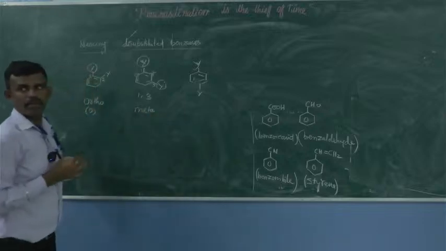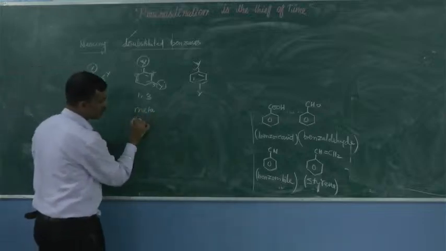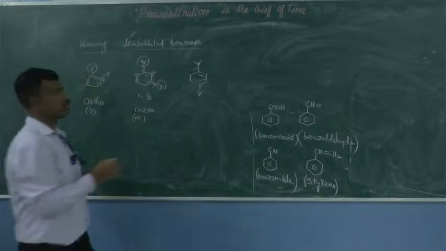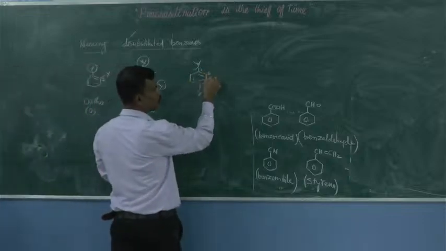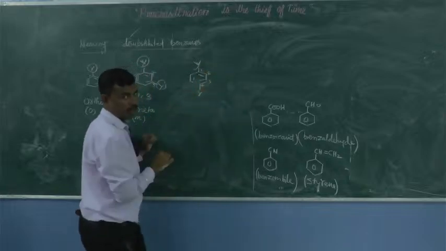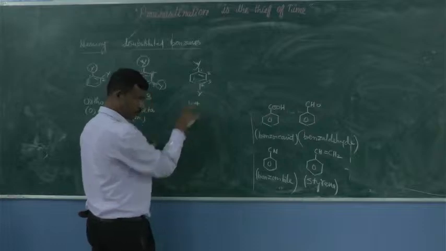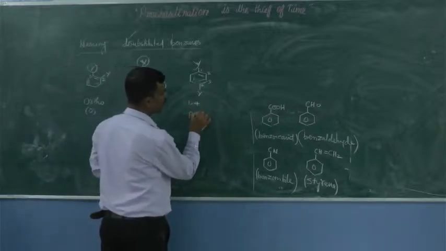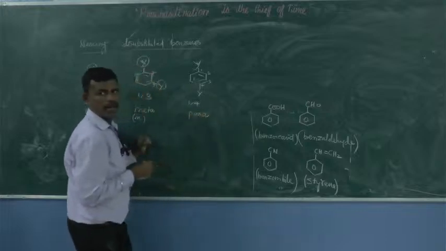What is the name of this one? Meta. Its short form, we can write it as M. Is it clear? Yes. Next, this is 1 2 3 4. If you place them at 1 and 4, then the name is para. Okay, para. Is it clear?